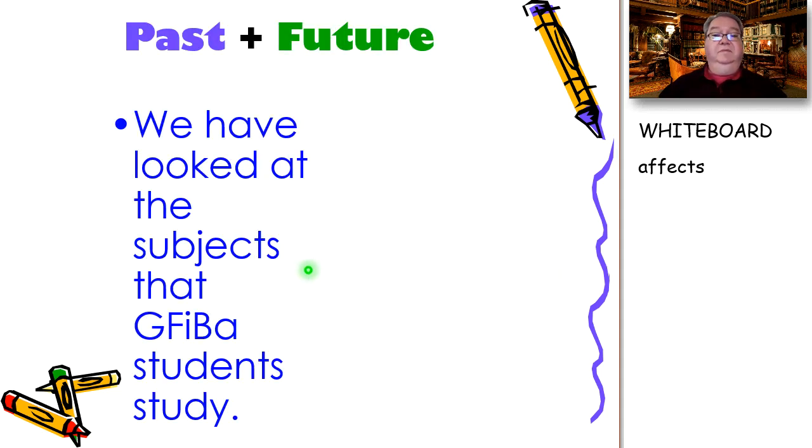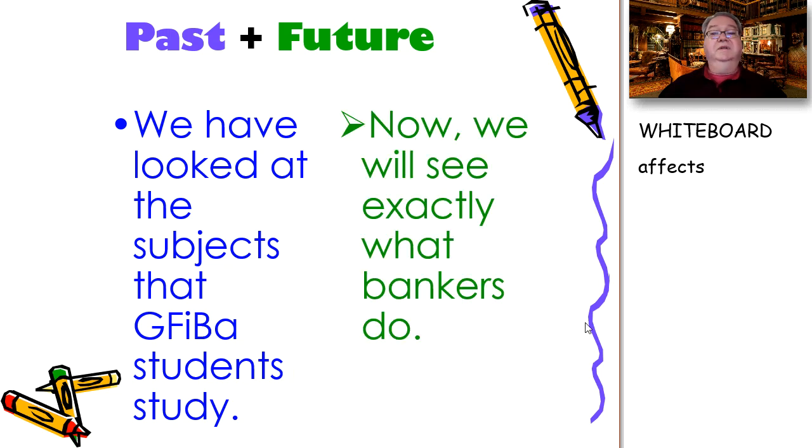We've looked at the subjects that GFIBA students study. Now we will see exactly what bankers do. So we've looked at past tense. Now we will see future tense. So these are a little different. Looked at and now we'll see. They're related terms. But this is nice. It's a little variety.